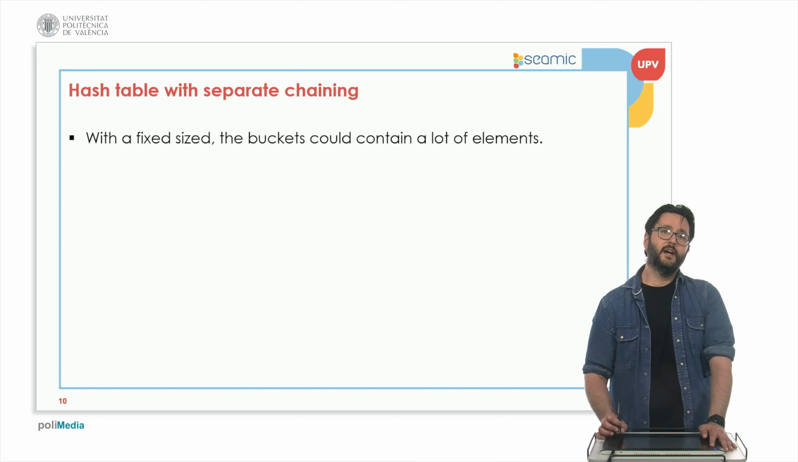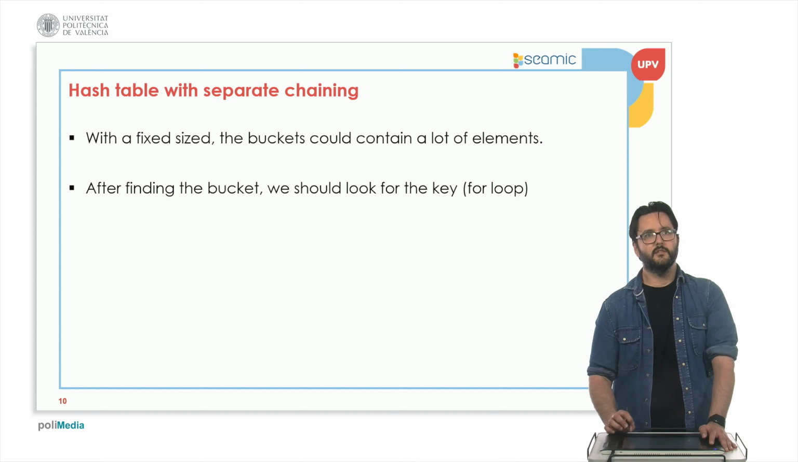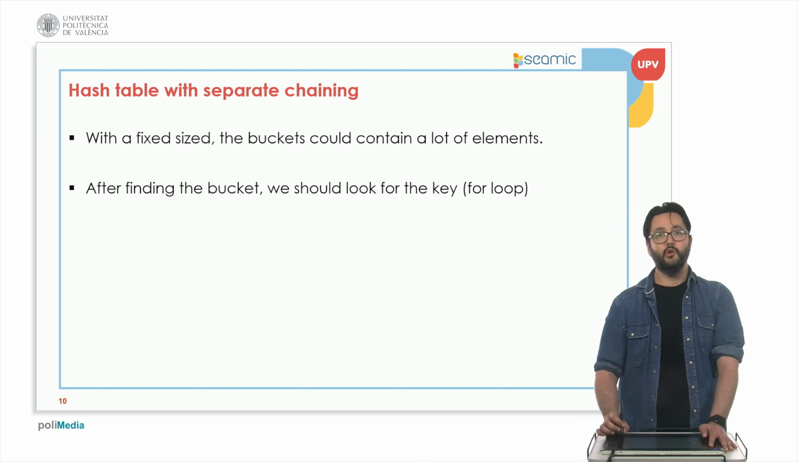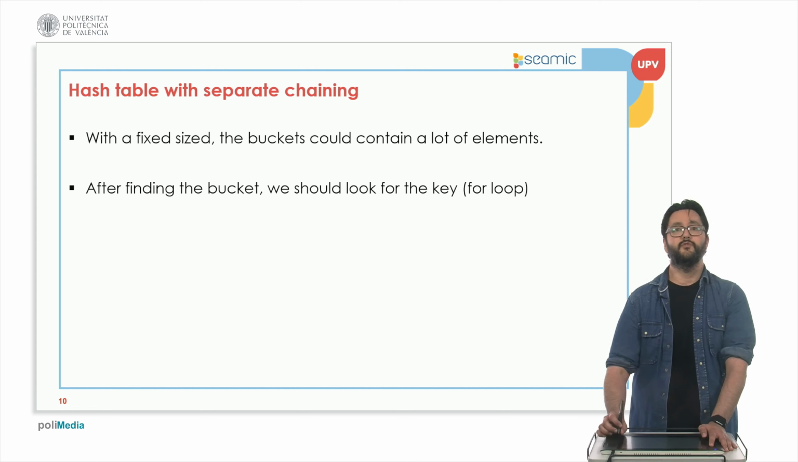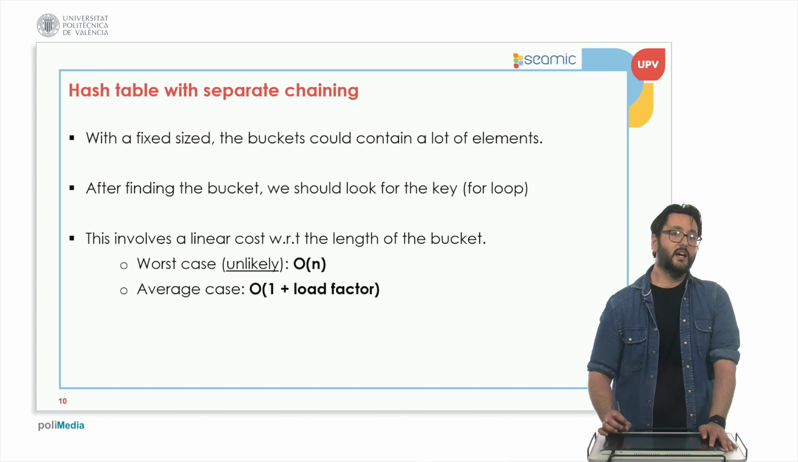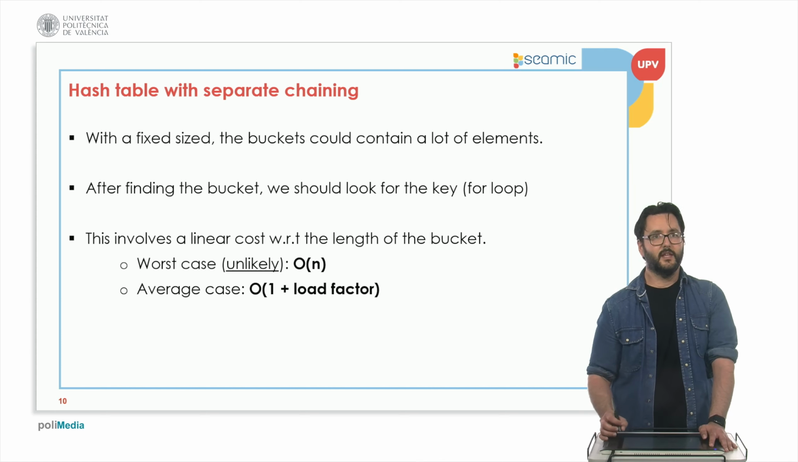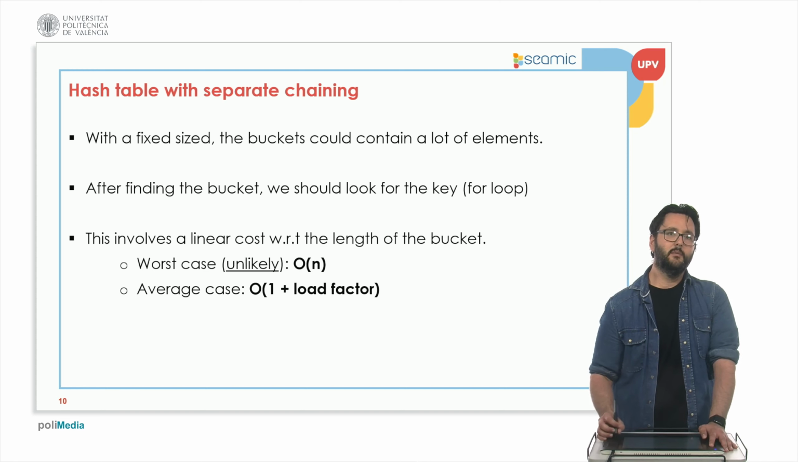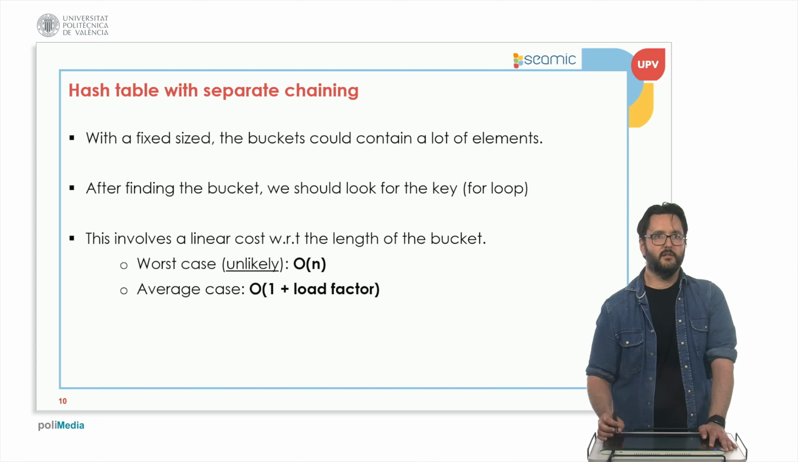With a fixed size, the buckets could contain a lot of elements. After finding the bucket, we should look for the key using these for loops that we have seen in the code. This involves a linear cost with respect to the length of the bucket. In the worst case, that is unlikely, this is linear with the number of elements in the table. This means that all the elements are in the same bucket.